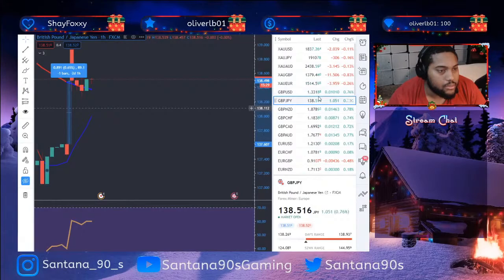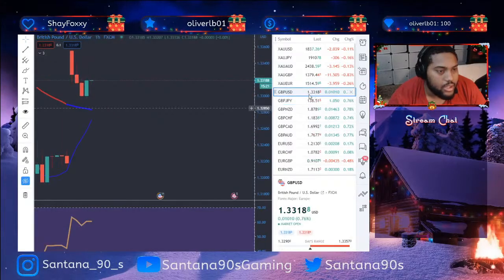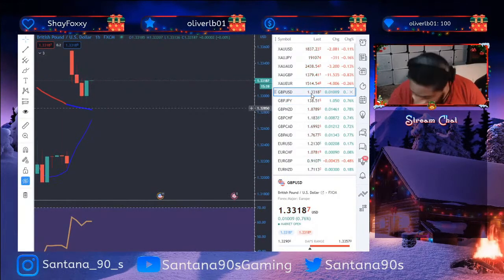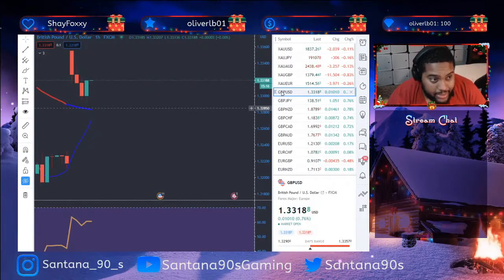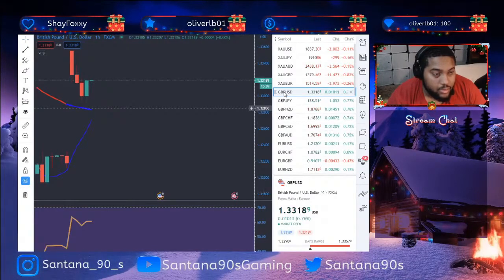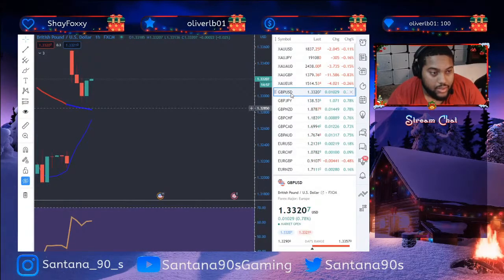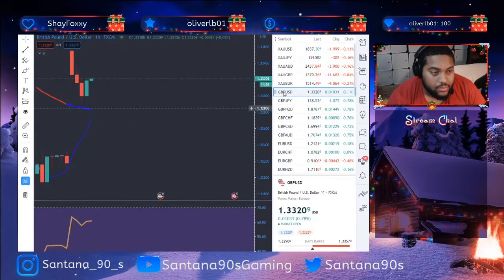Let's start with GBP USD. See, it has a 1. So right now, this is pound versus dollar, because the first three letters are one currency and the other three letters are another currency. GBP is the British pound. USD is the US dollar. If you hover over it, it says so.